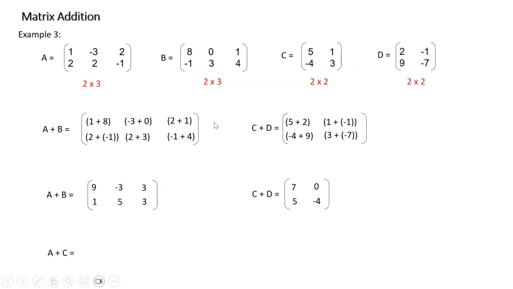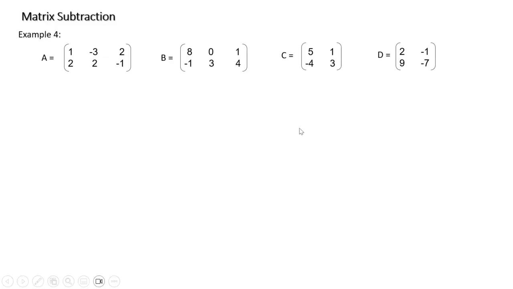How about, can we add A plus C? We have matrix A is a 2 by 3, and matrix C is a 2 by 2. So this cannot be done. Not possible. Why? Because they're not the same size. Again, in order to add and subtract matrices, they have to be the same size.